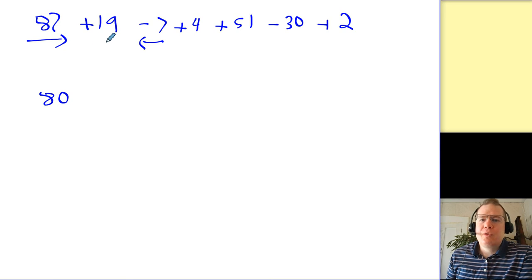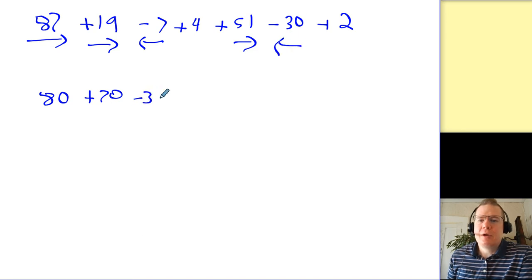Same thing with 19 and 51. I see both of those are moving forward, and that 1 and 9 go together. 19 plus 1 is 20. Now I don't have to think about the ones term anymore. So I've got 20 plus 50, that's 70. Now here's another one I'm not thinking about the ones term anymore. That 30 is going backwards. So 70 minus 30, that's 40.